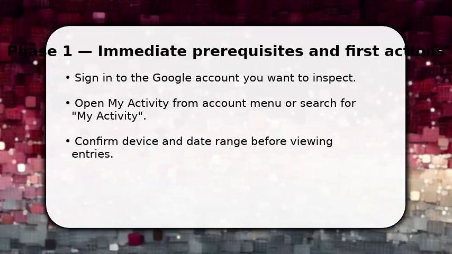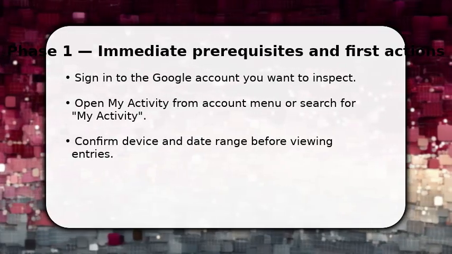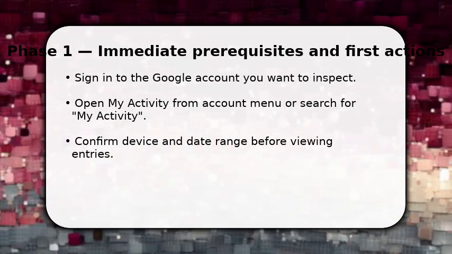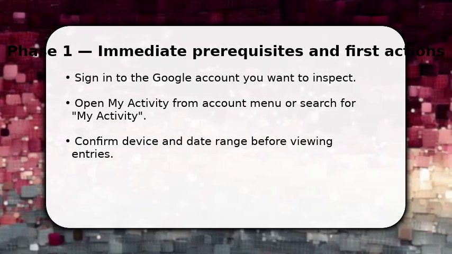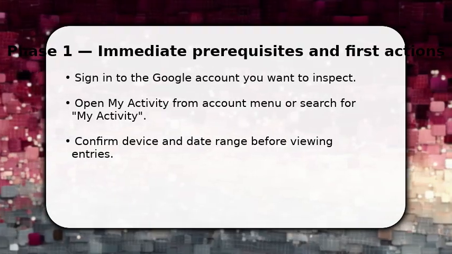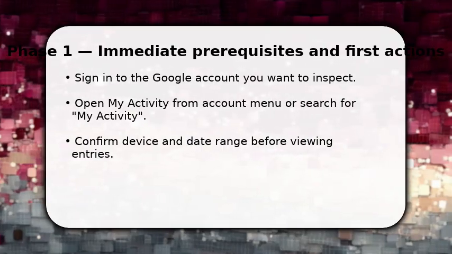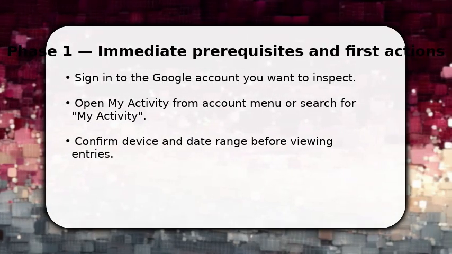You start by signing into the Google account that stores the history you want. Once signed in, go directly to My Activity. Use the account menu or type My Activity into the Google search bar and open it. Make sure you select the correct device if you use multiple devices and set an initial date range for focus.